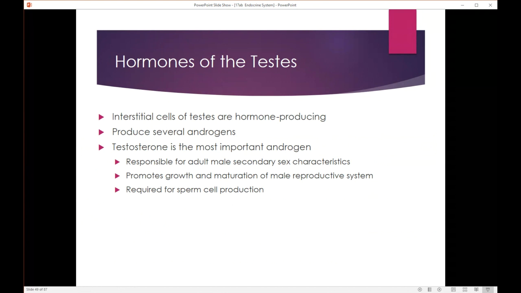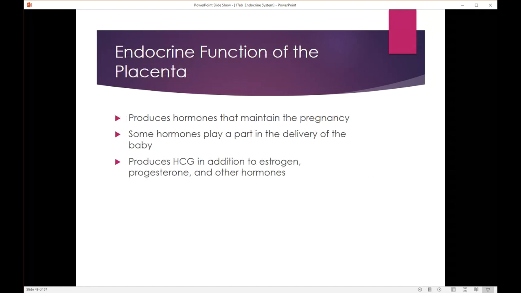If you haven't had lab yet, when we talk about interstitial cells, the testes has different tubes, and then between those tubes, you find what are called interstitial cells. Those interstitial cells are the ones that are producing the hormones. They produce several androgens, specifically, testosterone is the most important androgen for males. It's responsible for those adult male secondary sex characteristics, promotes the growth and the maturation of the male reproductive system, like the descent of the testes and the development of the penis, and then it's required for sperm cell production.